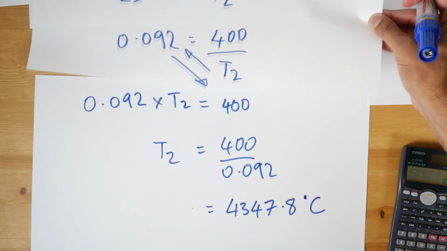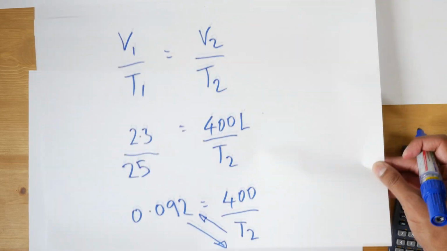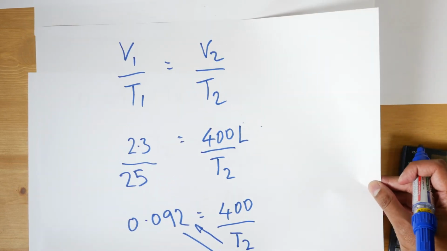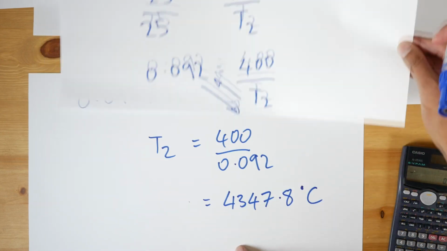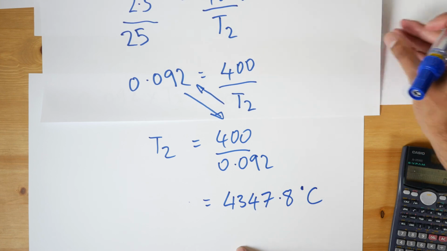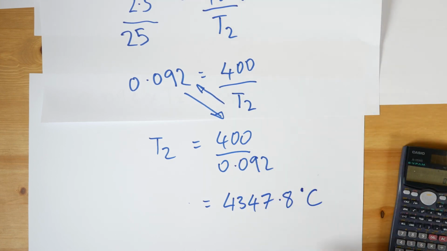So let me just show you my working out again. We start off with the equation, put the numbers in, and then what we've got to do is swap those round, and it gives us this, and then we end up with that.